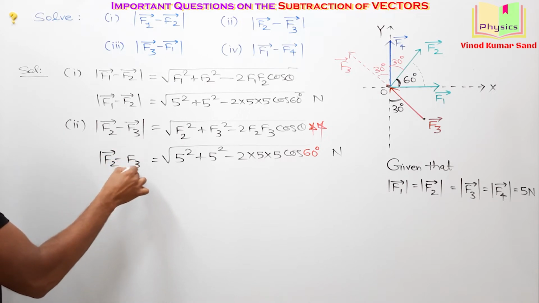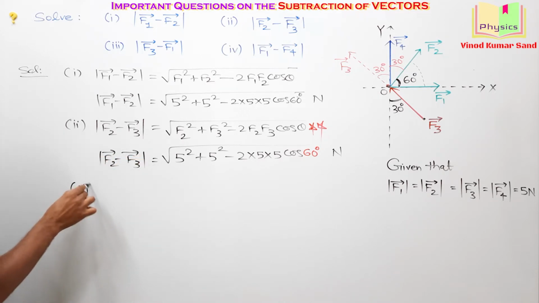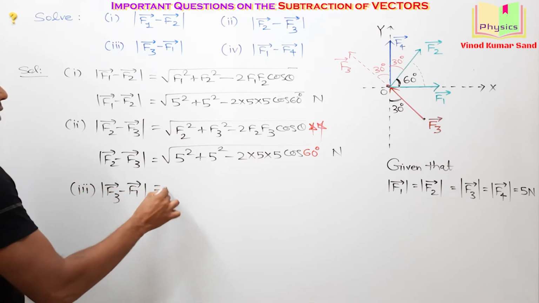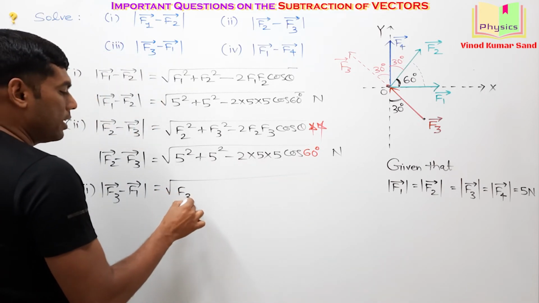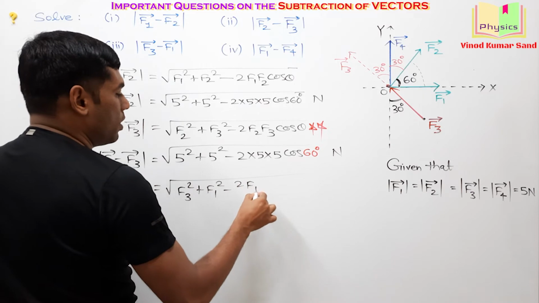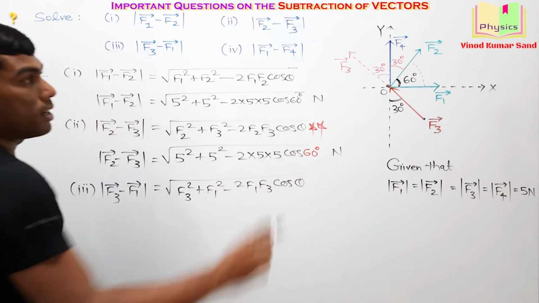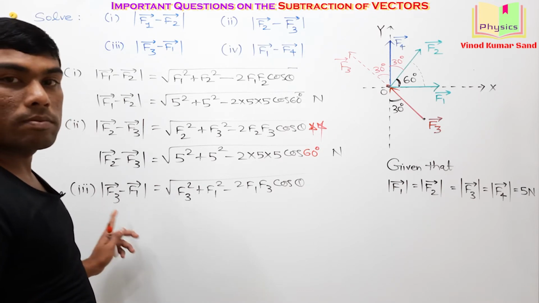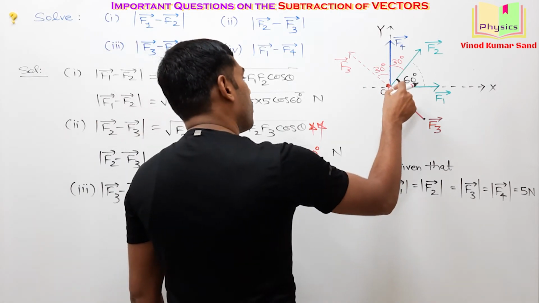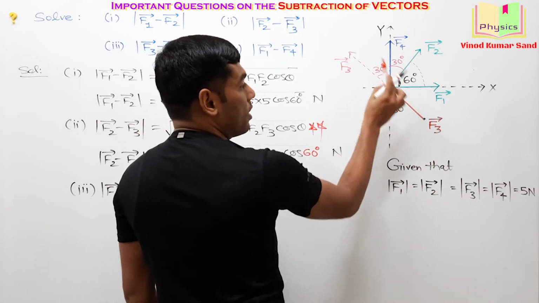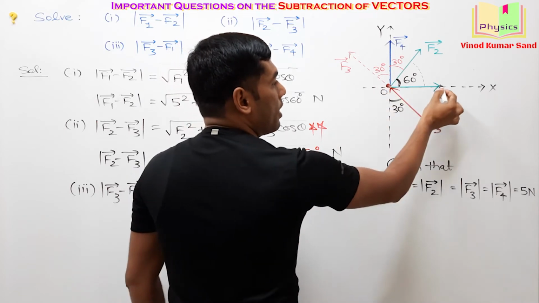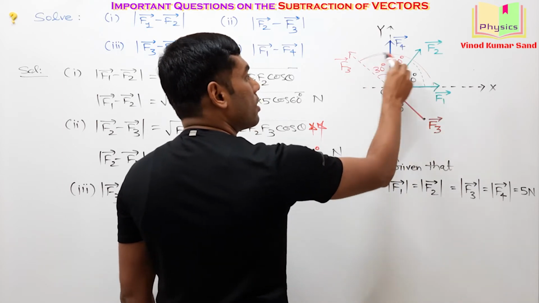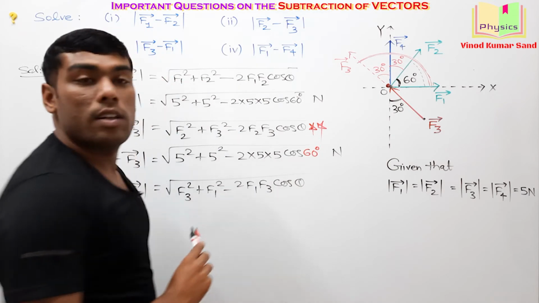I am going for the third calculation. Mod of F3 vector minus F1 vector. The same way, we'll put up the data: F3 square plus F1 square minus 2 F1 F3 cos of theta. What is the angle between F3 vector and F1 vector? Give it a try. Here is the tail of F3 vector. We have shifted the entire F3 vector here, so this is the tail of F3 vector, and here is the tail of F1 vector. Both the tails are meeting. It means you need this angle, this one. How much is this angle?